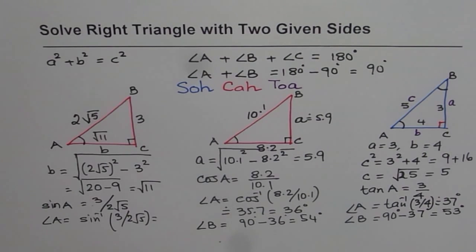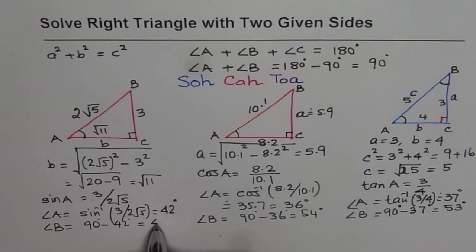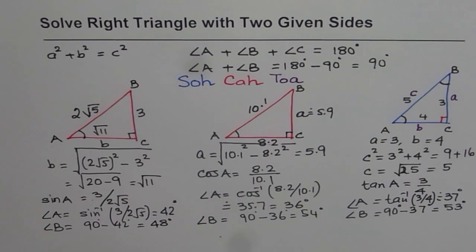So we get 42.13. So let's round it to 42 degrees, correct? If A is 42 degrees, what is B? B should be 90 minus 42, correct? So angle B is equal to 90 minus 42 degrees, right? Which is 48 degrees. Correct? So 90 minus 42 will give you 48 degrees. So we have solved this triangle. Also, we know all the sides and all the angles.